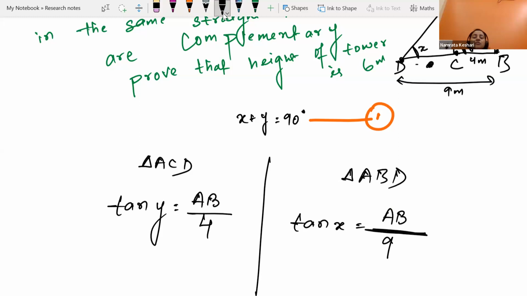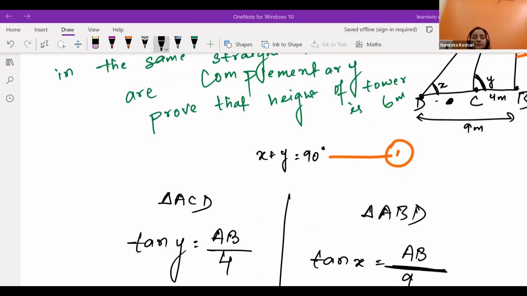Any confusion so far? Zunaid, Afnan, Aisha, Ifra, Abdul is also there. Any confusion so far? No. Okay, let's continue.